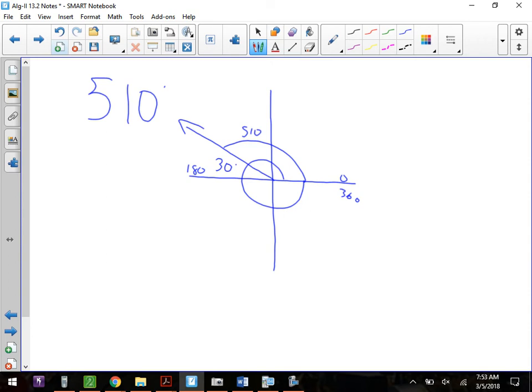Sure. Think of it this way. If I subtract out 360 from the 510, I'm left with 150 degrees, right? So isn't that just plotting 150 degrees with an extra loop? Really that's all that we're looking at.